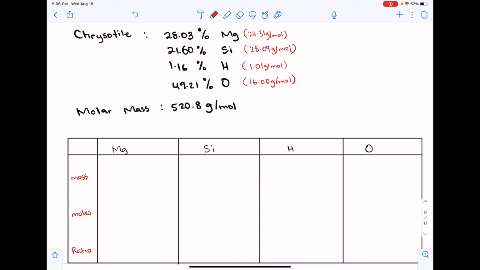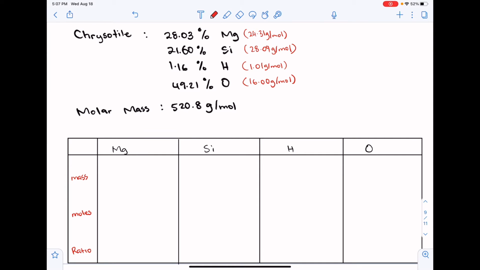Okay, so for this problem, I'm going to use a question I got from ChemLibreText, and it says determine the empirical and molecular formula for chrysotile, I don't know, asbestos. It has the following percent composition, and I have it written down here. So 28.03% Mg, 21.60% silicon, 1.16% hydrogen, and 49.21% oxygen. And we're also given that the molar mass of chrysotile is 520.8 grams per mole.